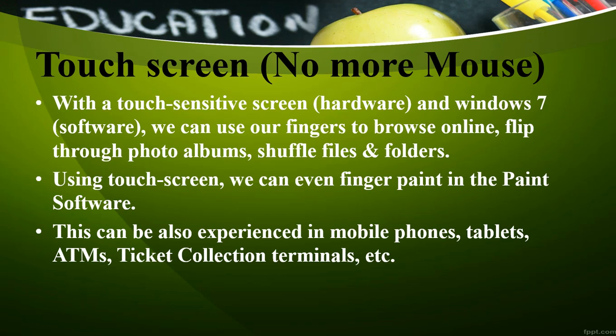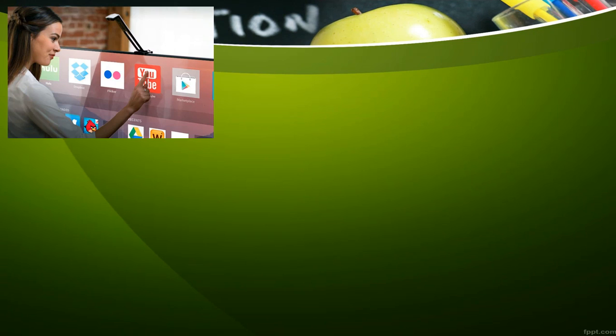ATMs, some ATMs also have touch sensitive screens, which means there is no mouse. You have to use your finger and touch the options, and it will work. Ticket collection terminals and so on. All these places have touch sensitive screens. Here are a few examples of touch sensitive screens.